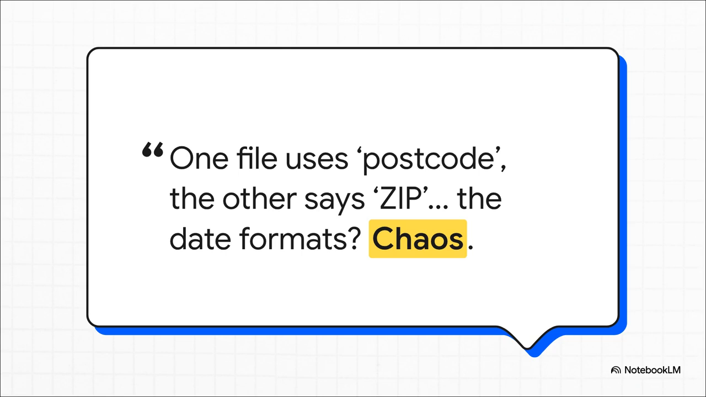Of course it does. You've got one file from a database, another one that's just a spreadsheet someone emailed you. One system calls it postcode, the other says zip. And the dates? Oh, the dates are just absolute chaos. This is the reality of our work. But having a clear method, well, that's how you bring order to all that chaos.